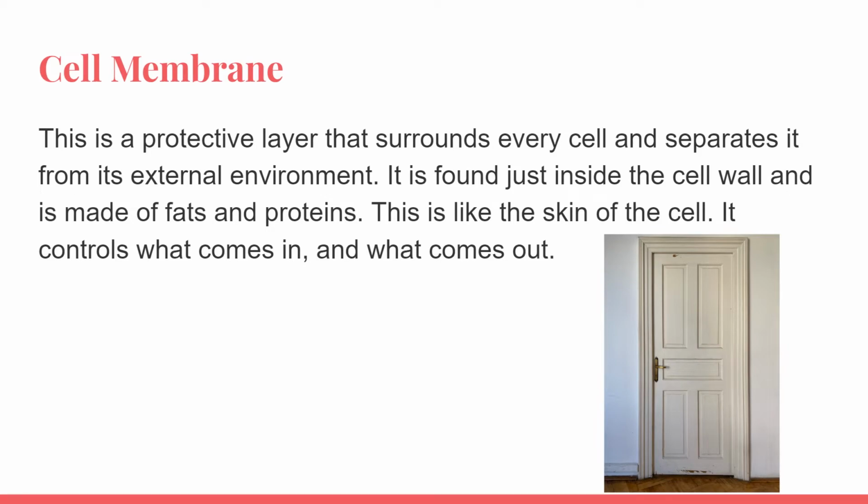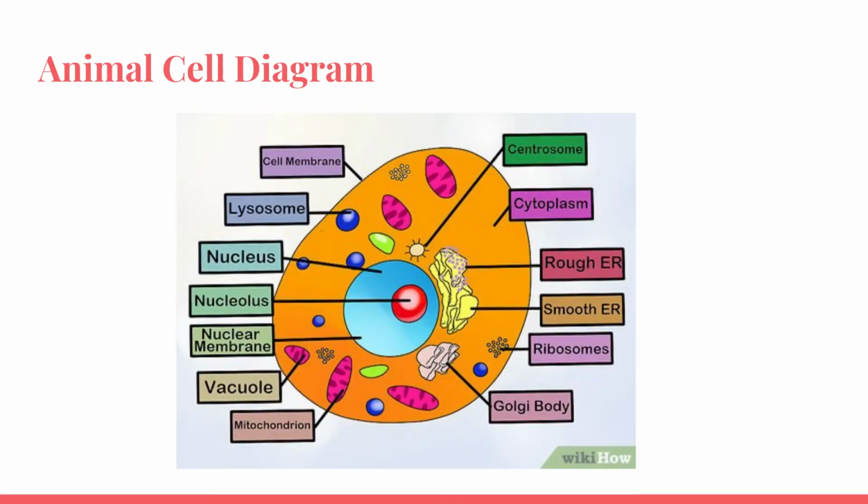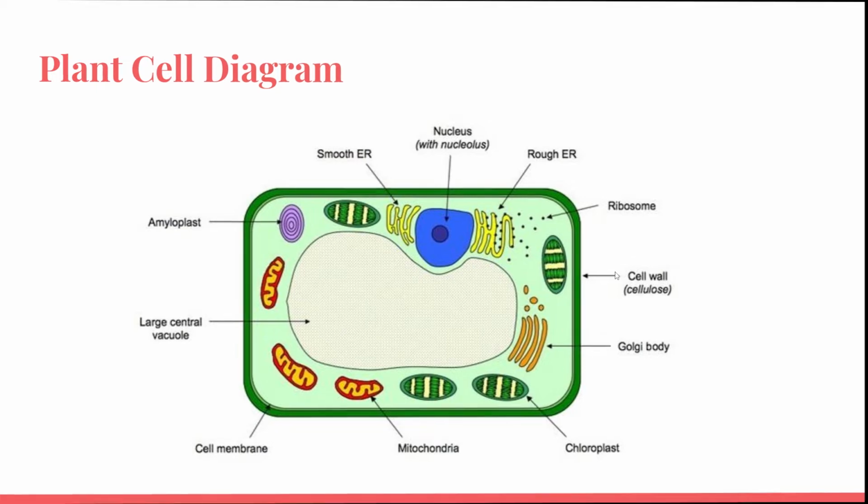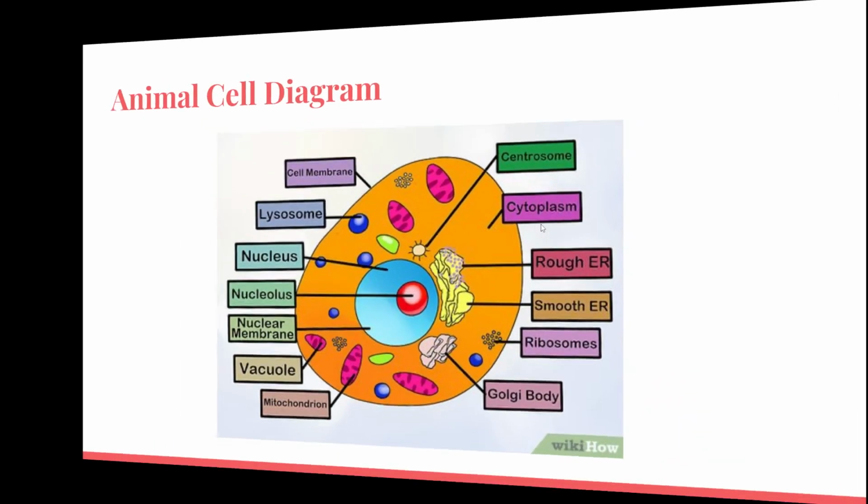Next is cell membrane. So we'll go back to the animal cell. As you can see, we can see the animal cell membrane here, as well as the plant cell. We can see the cell membrane right here, but it's under the cell wall. In the animal cell, it's exposed.